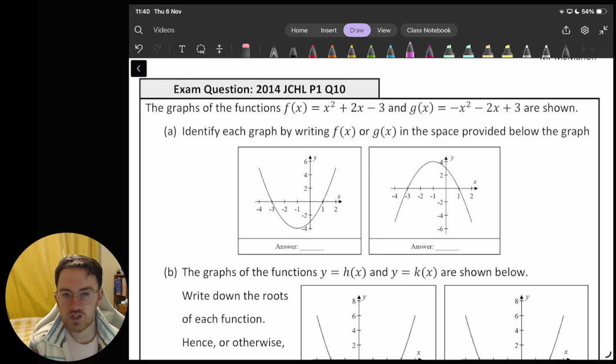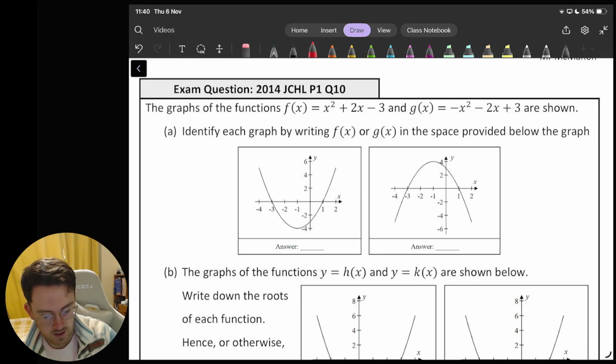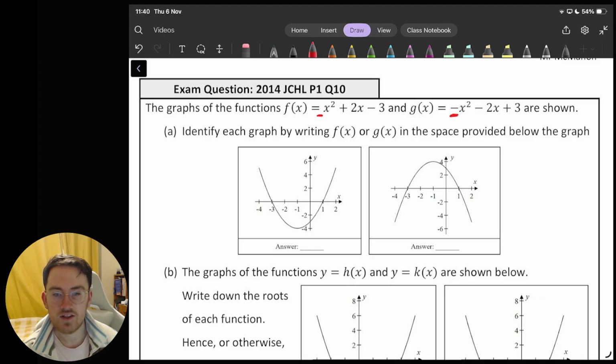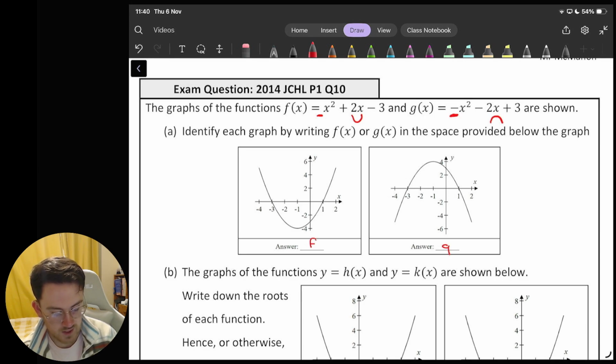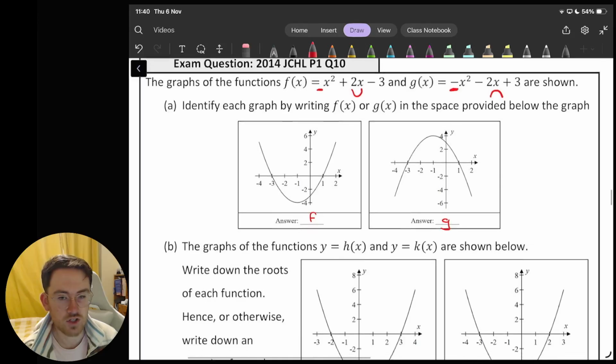We have x squared plus 2x minus 3, and minus x squared minus 2x plus 3. The difference between the two functions there comes down to the coefficient of x squared. The coefficient of x squared on the first one is positive, and that would expect a u-shaped function. And the next one is negative, so we expect an n-shaped function. So they actually go in the right order. They're f and g there in that correct order.